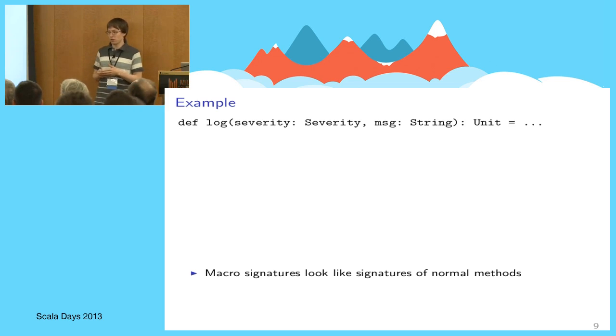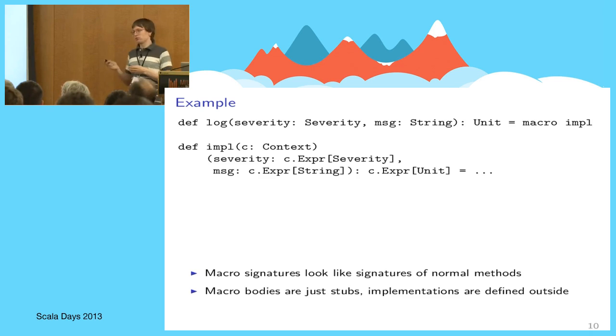Like with everything in Scala, you start with a type signature. Type signatures for macros are exactly the same as for normal functions. Nothing extraordinary here, but interesting things begin when we take a look at the right-hand side. The right-hand side, in the case of a macro, is just a dummy that says, okay, I'm a macro, take a look at my implementation. And the implementation is where the real magic begins.